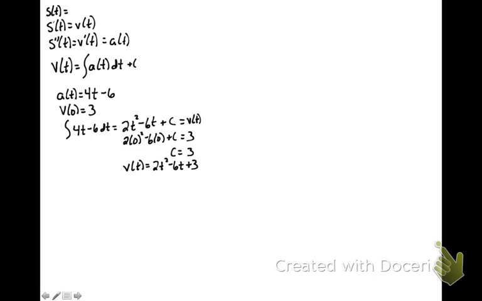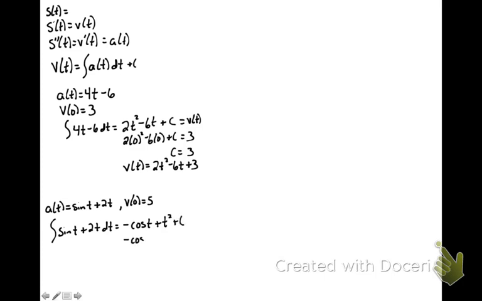Right, let's look at another example that's similar to this. If the acceleration function is sine of t plus 2t, and we know that v of 0 is 5, let's find the velocity function. Well, if we integrate sine of t plus 2t dt, we know that the integral of sine of t is negative cosine t. We know that the integral of 2t is t squared plus c.